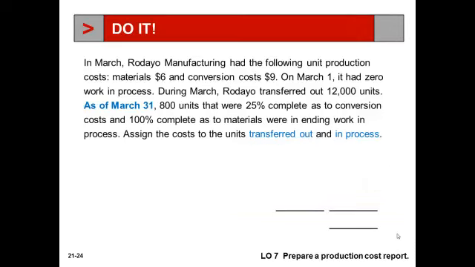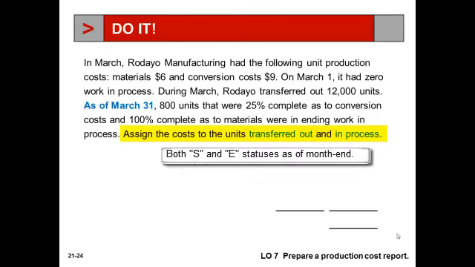Another example. During March, Rodeo Manufacturing had the following unit production costs. Materials, $6. Conversion costs, $9 each. On March 1, the beginning of the month, it had 0 work in process. During the month, Rodeo transferred out 12,000 units. As of the end of the month, March 31st, it also had 800 units in ending work in process that were 25% complete with respect to conversion costs and 100% complete with respect to materials. Let's assign the cost to the units transferred out and the ending work in process inventory.